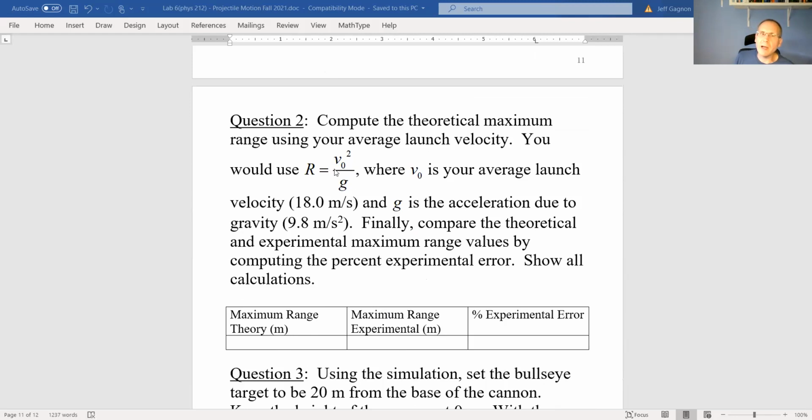But be careful now, V naught is 18 because we set it to be 18 meters per second, and G is 9.8 because it's SI units. So this is 18 squared divided by 9.8. That'll give you max range theory. And then compare these two by computing a percent experimental error. Again, divide by the theory one. This is like your accepted predicted one. Okay, and you should find that this value is very small, right? It's a simulation, so it should give you very, very good data.